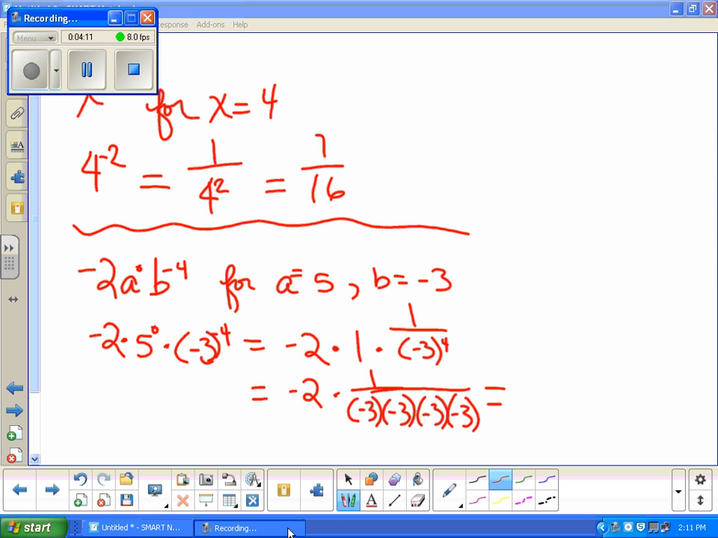When we do our simplifying, we get negative 2 times 1, which is negative 2. And for the denominator, we know negative 3 times negative 3 is 9. And again, negative 3 times negative 3 is 9. So 9 times 9 is 81. We have simplified our expression.